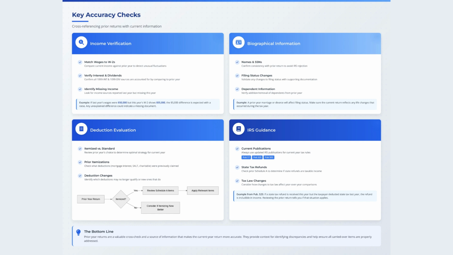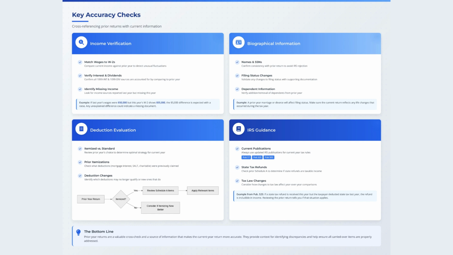Number 1. Accuracy checks. We start by comparing income items, wages, interest, dividends. Say last year's return showed $50,000 in wages. This year's W-2 shows $55,000. That $5,000 increase makes sense if the taxpayer got a raise, a promotion, or changed jobs. But what if it was less than last year, or missing altogether? That could mean a W-2 didn't arrive or a 1099 was forgotten. Comparing line by line gives us a built-in red flag system.